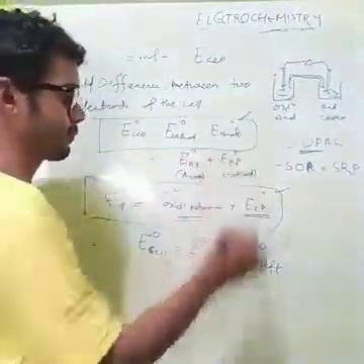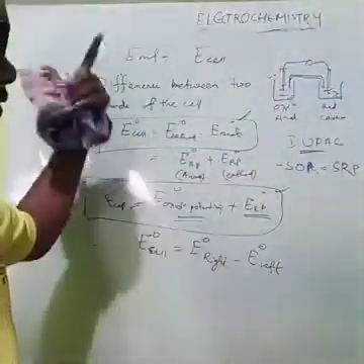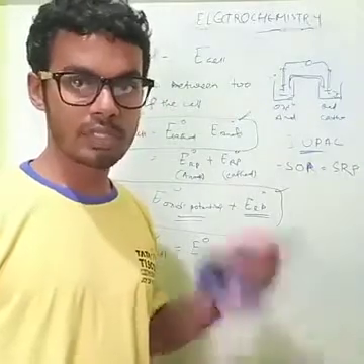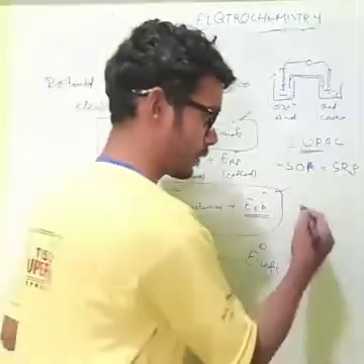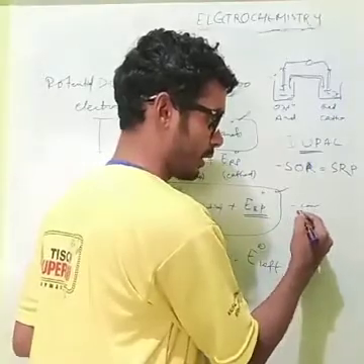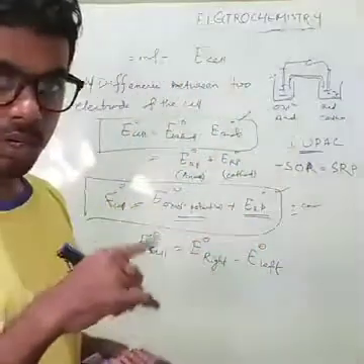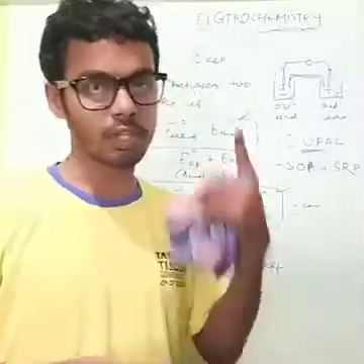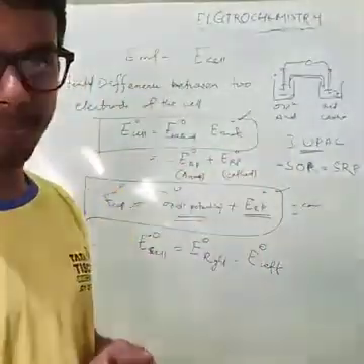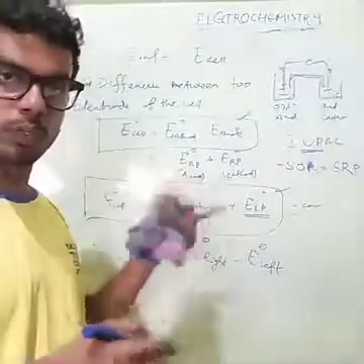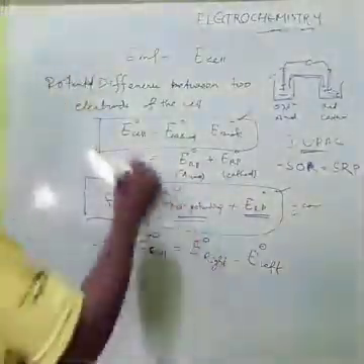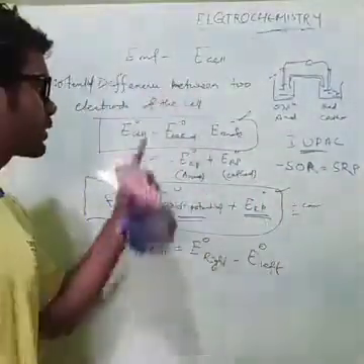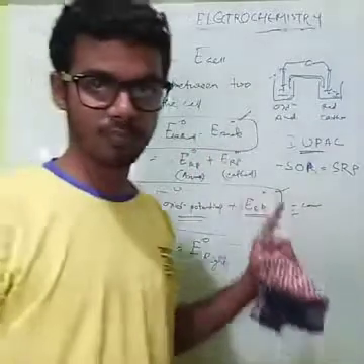This holds for all cases of standard, meaning concentration 1 molar, standard conditions. And how will you calculate without standard conditions, or on varying the concentration? That is your Nernst equation. We'll go there. So simple. Remember, the potential difference between two electrodes of the cell is your EMF of the cell.